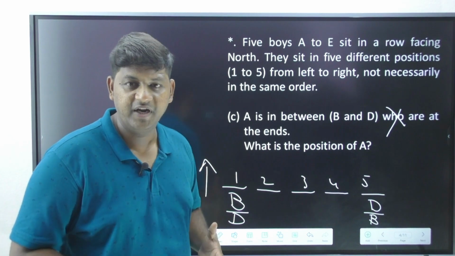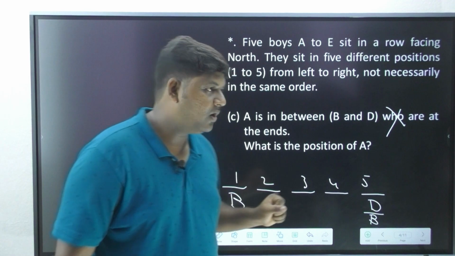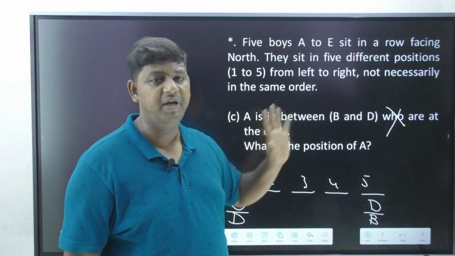And you cannot take it for granted. That is why I have allowed those persons in this way. Now let us move back to the information. What is it mentioning? A is in between B and D.